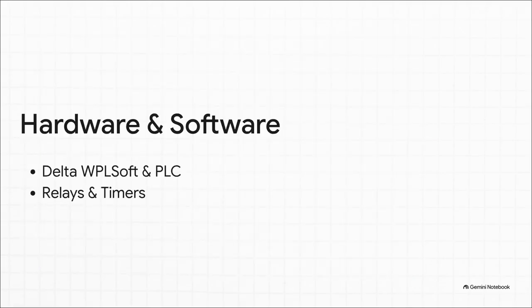Now, what's really interesting about this slide is the physical hardware required. We aren't just talking about abstract code floating around in the cloud somewhere. This repository bridges the digital and the physical. The code written in WPL Soft is deployed onto a physical Delta PLC, a programmable logic controller. And that controller ultimately fires physical contactors, snaps relays shut, triggers timers, and ticks counters. It's this digital logic commanding the actual physical forces on the factory floor.